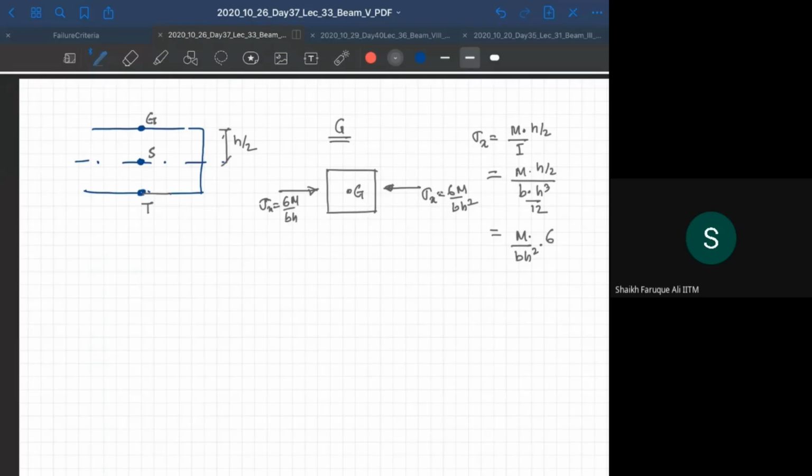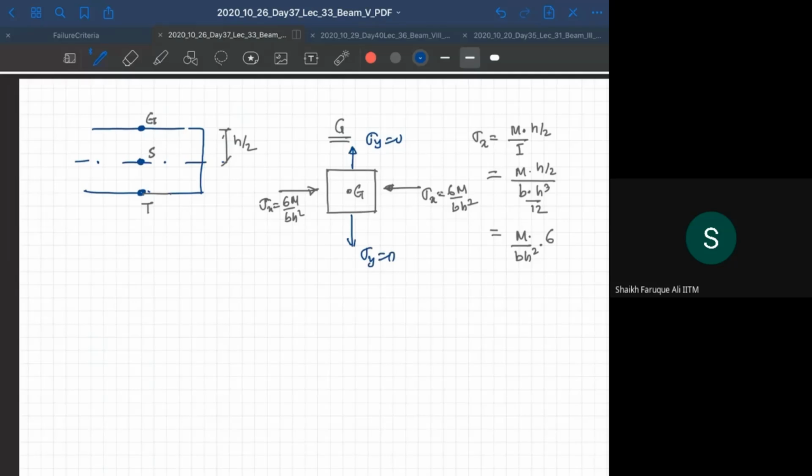Now what about top sigma y equal to 0? Because there is no force. If there is a sigma y here, then the beam will go up, because there is no one resisting that. There is no external force acting there, right? So there is no sigma y. It is also 0 here. Sigma y equal to 0 here.